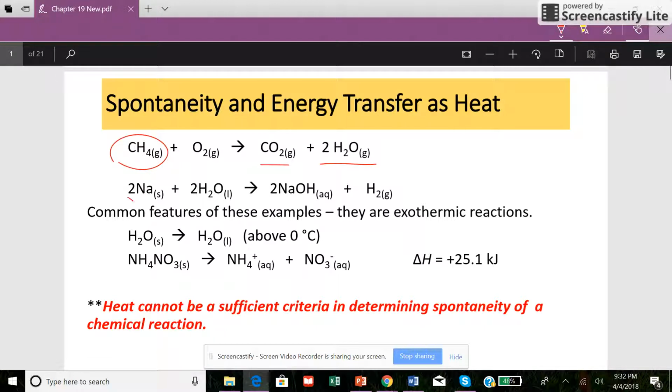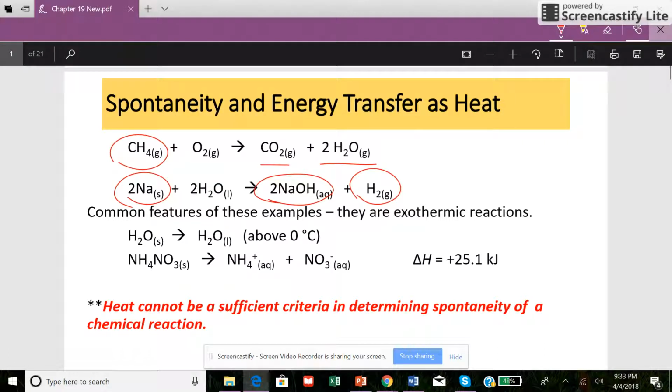Another one is if you have sodium metal and you put the sodium metal into liquid water, the reaction will actually be quite explosive. The products from the reaction are sodium hydroxide and hydrogen gas. Now, this reaction is very spontaneous, it is very exothermic. Okay, so now from these two examples, people are likely to make the assumption that in order for the reaction to be spontaneous, it has to be exothermic.